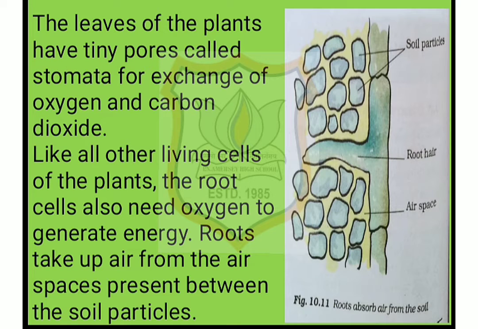In plants, each part, for example, root, stem, leaf, flower, fruit, can independently take in oxygen from the environment and give out carbon dioxide. Leaves have tiny pores called stomata through which gas exchange occurs.